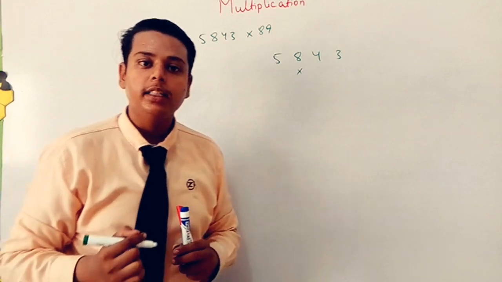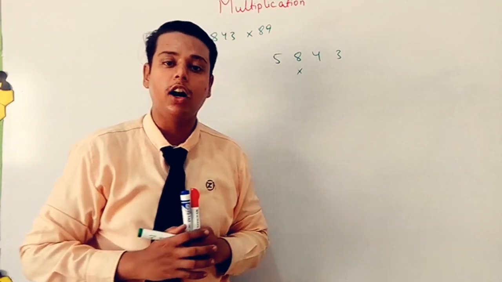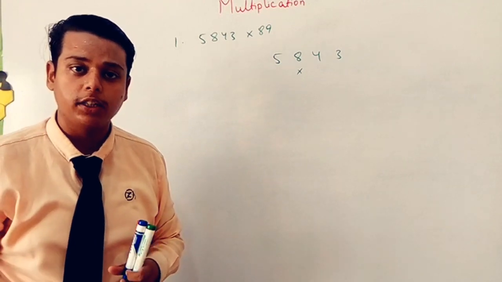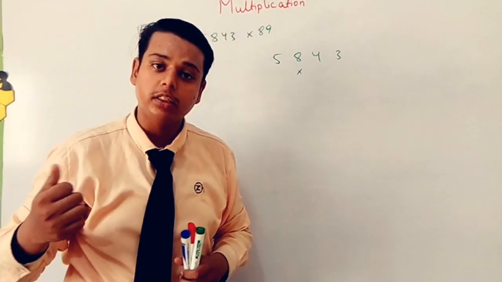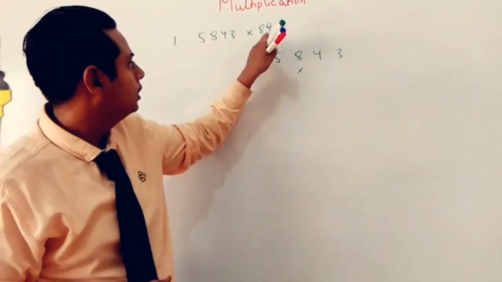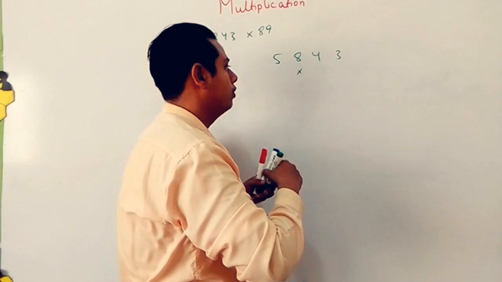Always remember that whenever we are going to solve any sum like addition, subtraction, multiplication, we will start writing from the ones. What is the ones digit over there? 9. So under the ones, what will you write?